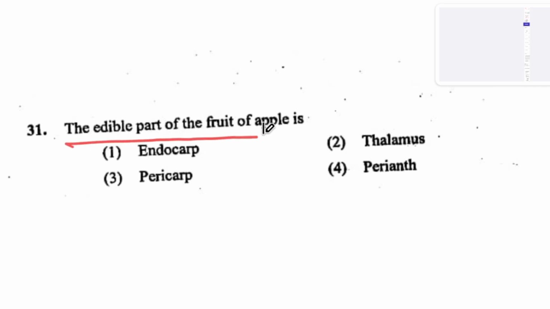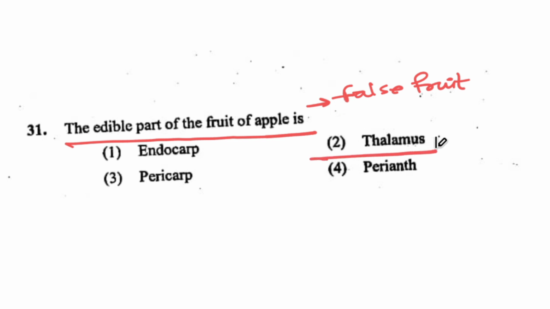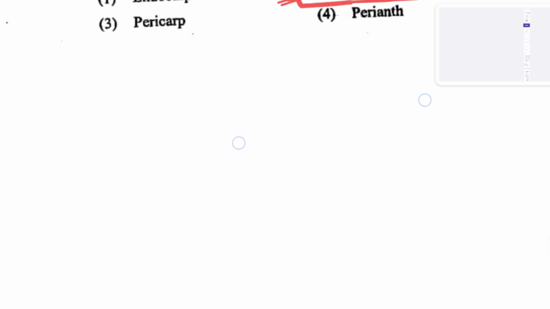Edible part of the fruit of apple is. So the fruit of the apple is considered a false fruit. False fruit, where the fruit is mainly formed from the accessory part, that is the thalamus, other than the ovary. So in the case of apple, the thalamus is the edible part. So read out the next question.